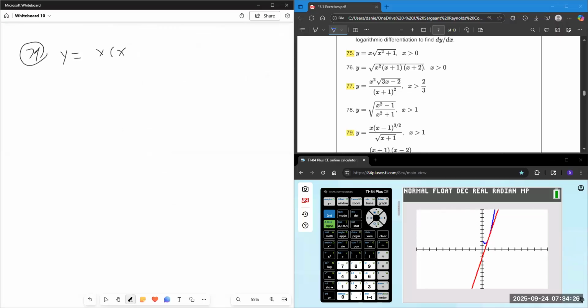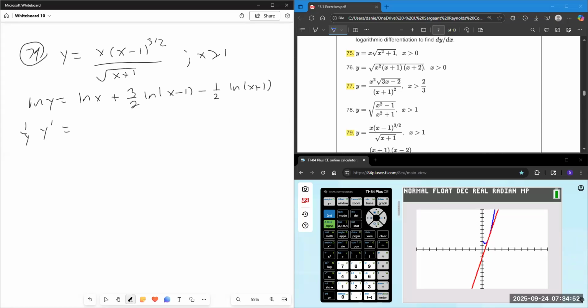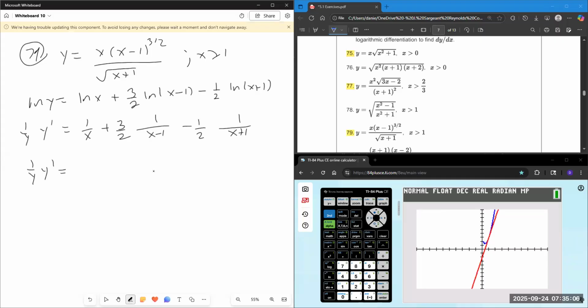Y equals x times x minus 1 to the 3 halves over root x plus 1, and x greater than 1. So ln of y is equal to ln of x plus 3 halves ln of x minus 1 minus 1/2 ln of x plus 1. Then 1 over y times y prime is equal to 1 over x plus 3 halves times 1 over x minus 1, minus 1/2 times 1 over x plus 1.